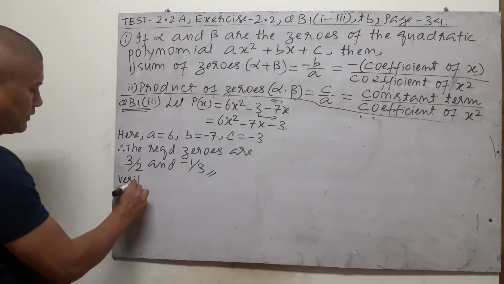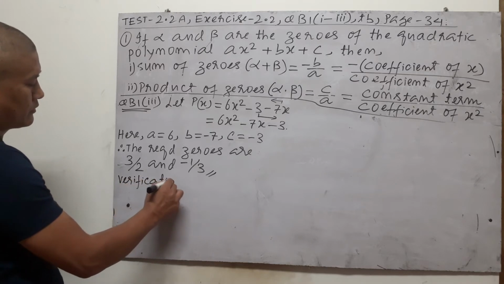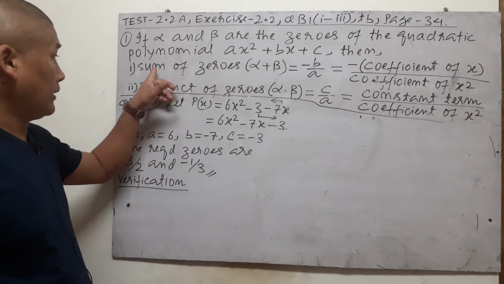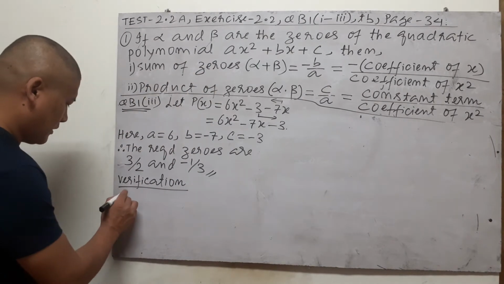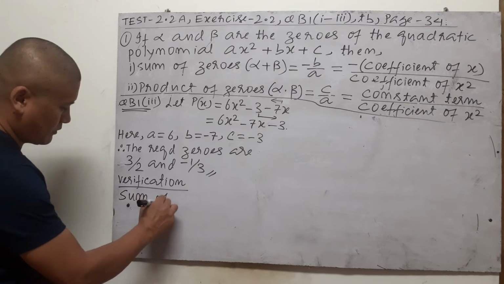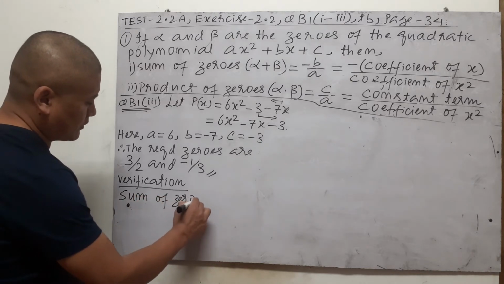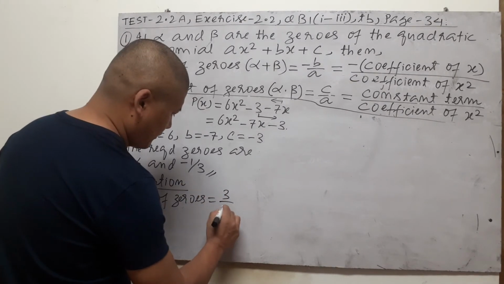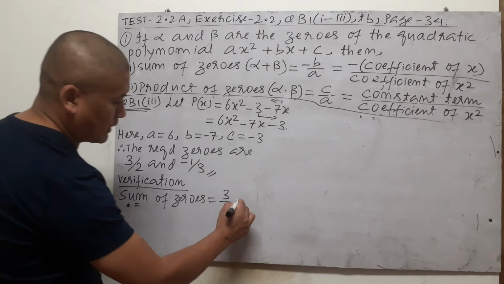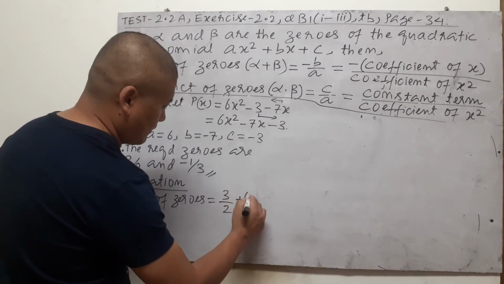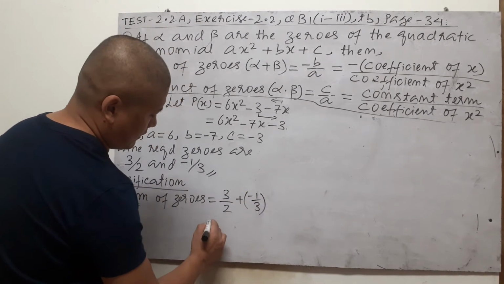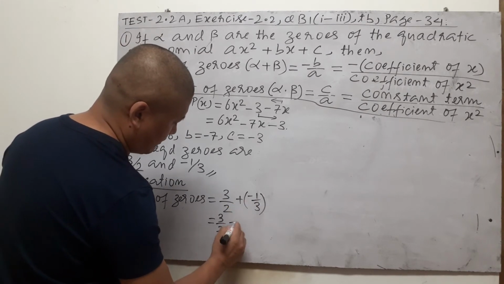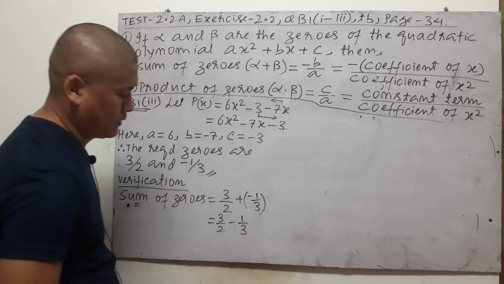Verification means proving that our answer is right. So we're going to try to show that these two answers are correct in terms of the sum of zeros. So you write your sum of zeros and you use the roots, the zeros, directly. First zero is 3 by 2. The word sum means plus, and here minus 1 by 3. So that way you're going to get 3 by 2 plus minus 1 by 3.